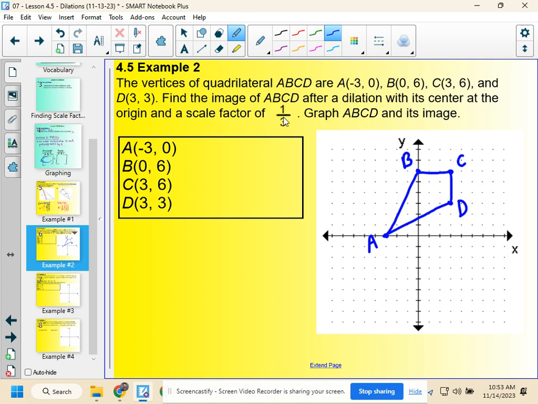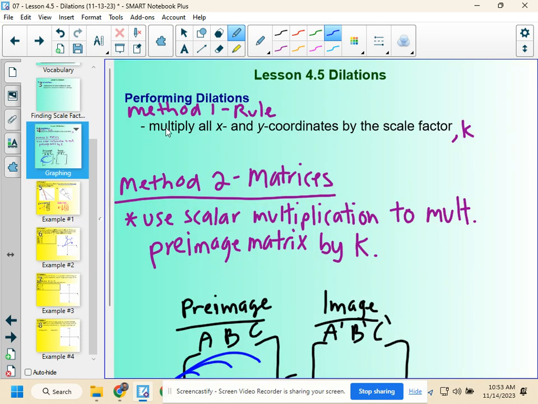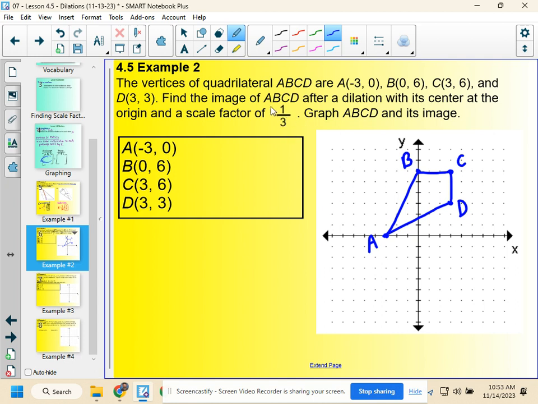If I check my rules, it says multiply the x and y coordinates by the scale factor. That's ultimately what has to happen. All of these get multiplied by 1/3. You might have to use a calculator, depending on what the scale factor is. I'm going to set up the notation just like we would on any other graph and notation that we've done for this unit: A prime, B prime, C prime, D prime.